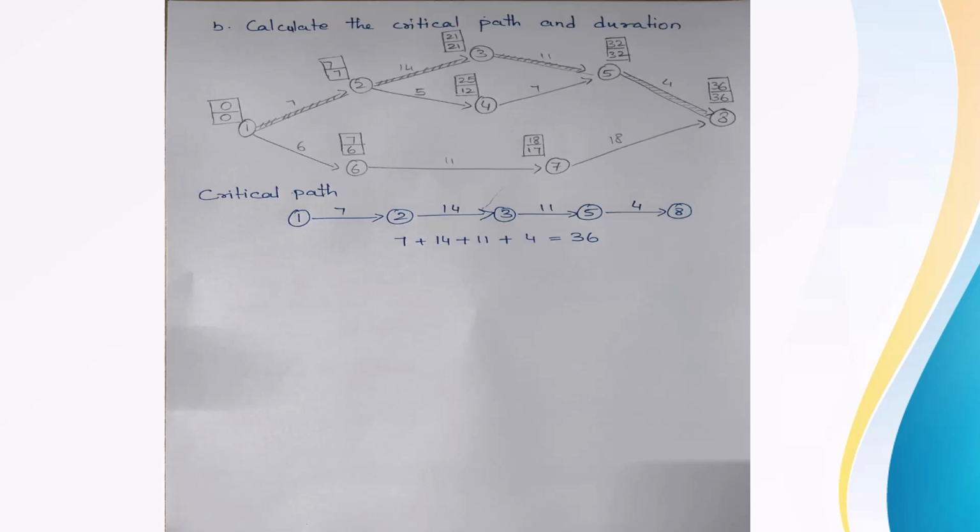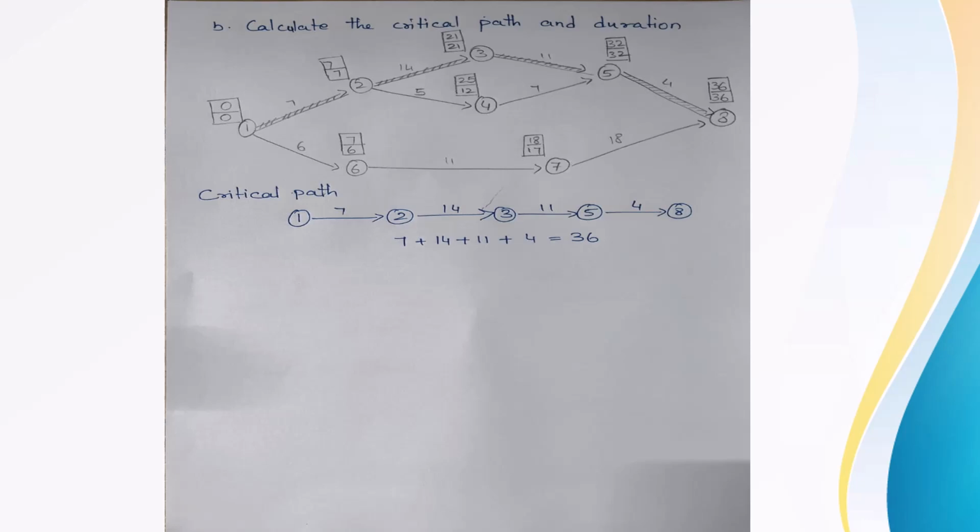Now if you see the activity 2. Okay. Now there are two activities coming to activity 2, activity 2 to 3 and 3 to 4. So whenever there is a tie in LFT, that is latest finishing time, we have to take the minimum value.